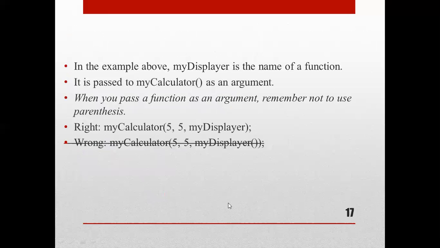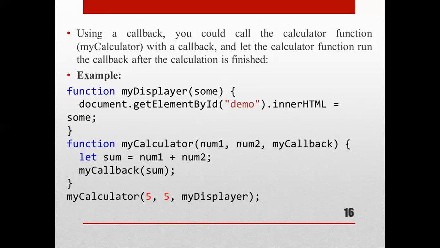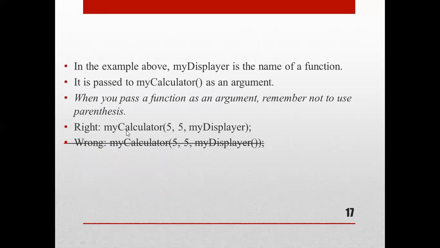When you pass a function as an argument, remember not to use parentheses. Here we haven't used any parentheses for the myDisplayer function. This is the right way to write it. Whenever we pass any function as an argument, we write it like this, not with parentheses on the function.